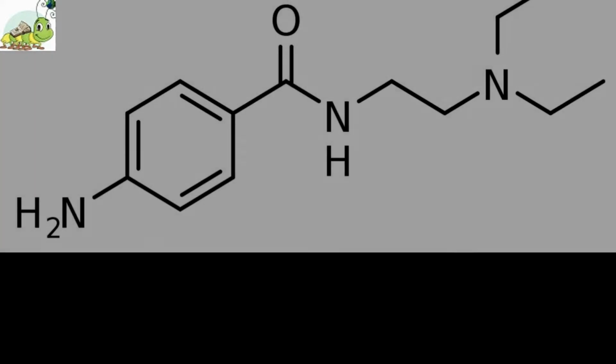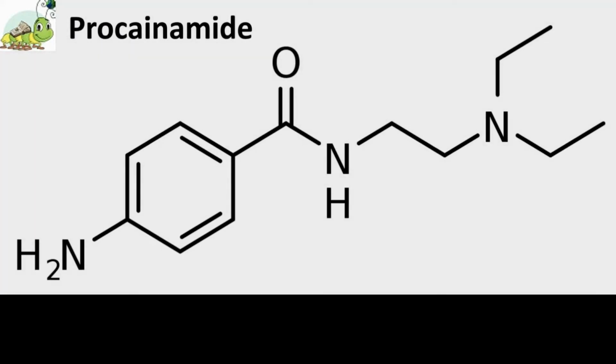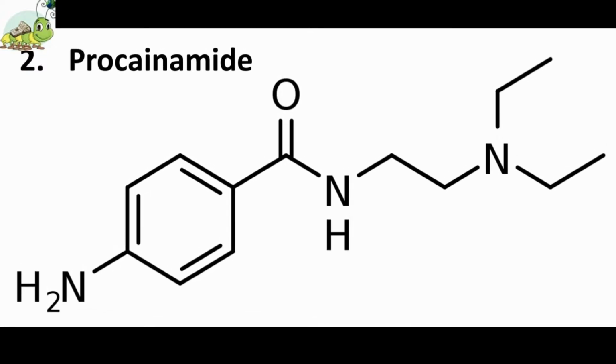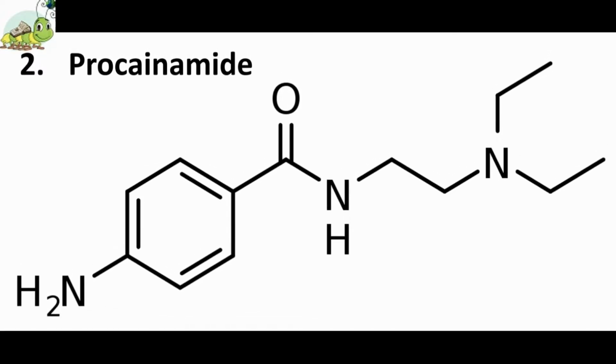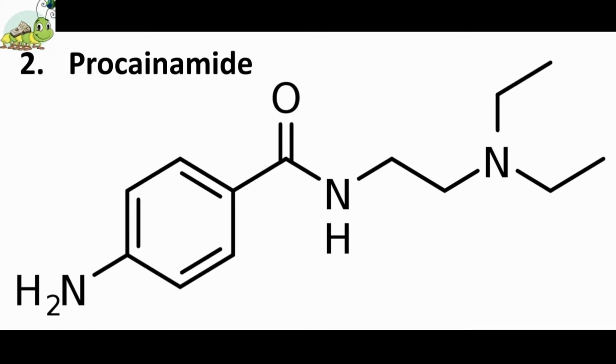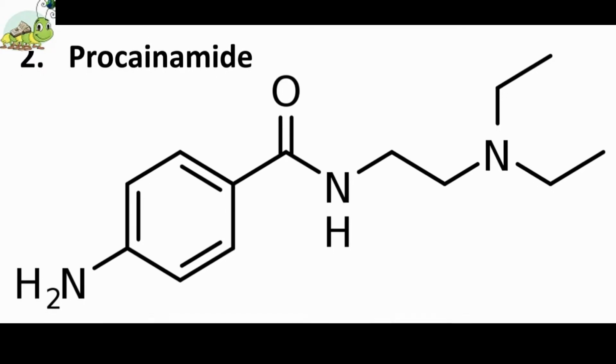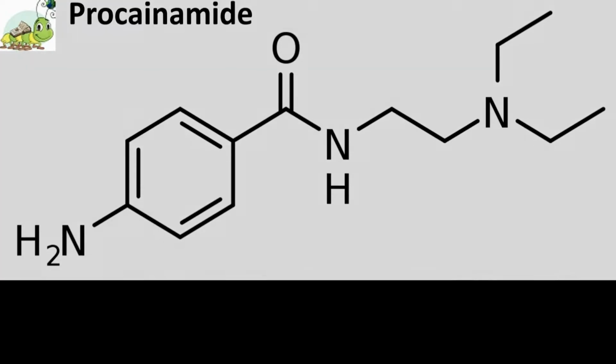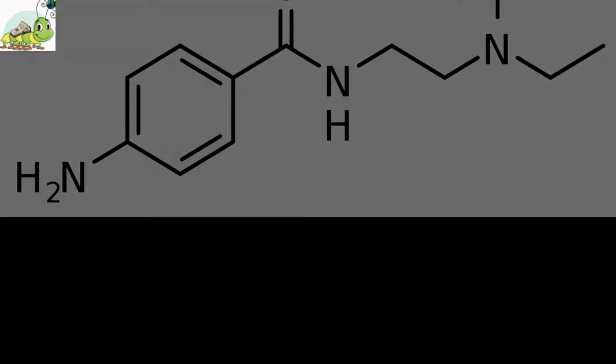Next drug is procainamide. Procainamide is a derivative of the local anesthetic agent procaine. Procainamide has a longer half-life, does not cause CNS toxicity at therapeutic plasma concentration, and is effective orally. Procainamide is a particularly useful antiarrhythmic drug, effective in the treatment of supraventricular, ventricular and digitalis-induced arrhythmias.